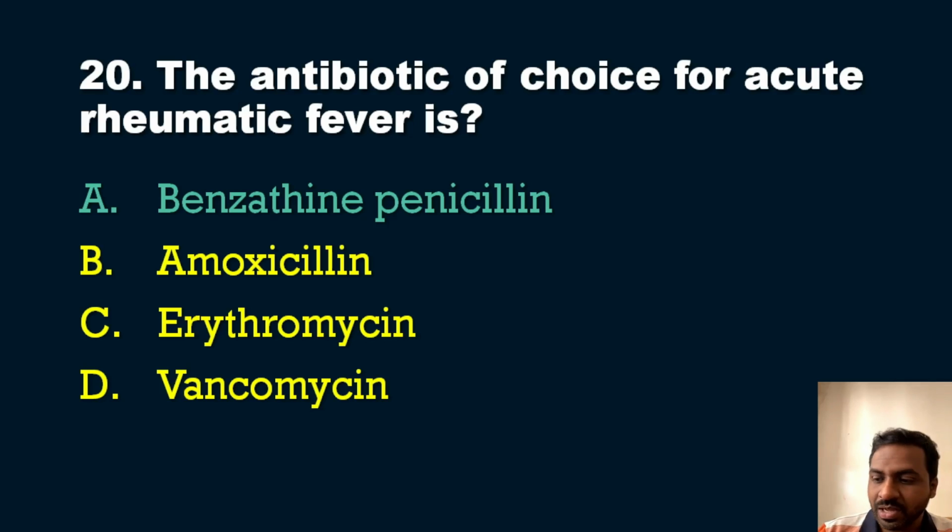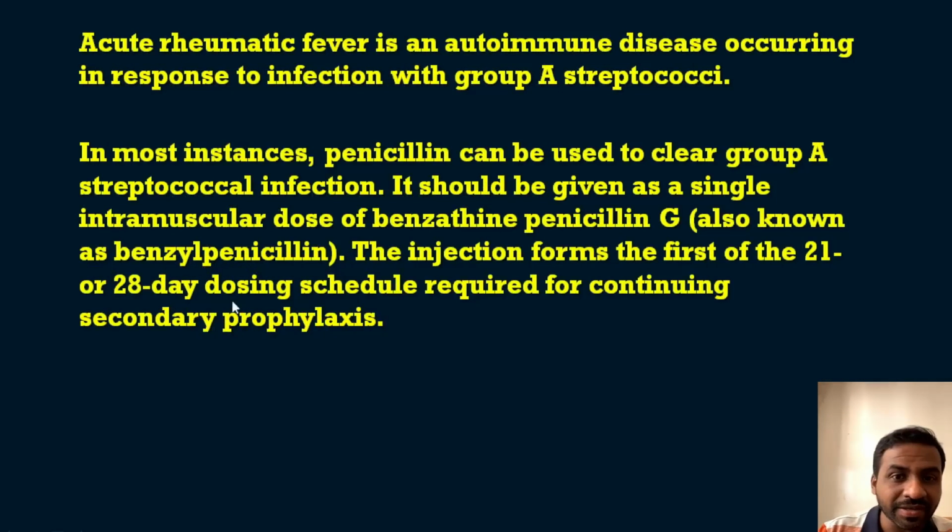Acute rheumatic fever is an autoimmune disorder occurring in response to infection with group A streptococci. So we should target group A streptococci, and for that penicillin can be used to clear the infection. It should be given as a single intramuscular dose of benzathine penicillin, also known as benzyl penicillin, and the injection forms the first of the 21 or 28 day dosing schedule, which is required for continuing secondary prophylaxis. So benzathine penicillin IM is the antibiotic of choice for acute rheumatic fever to treat group A streptococci.